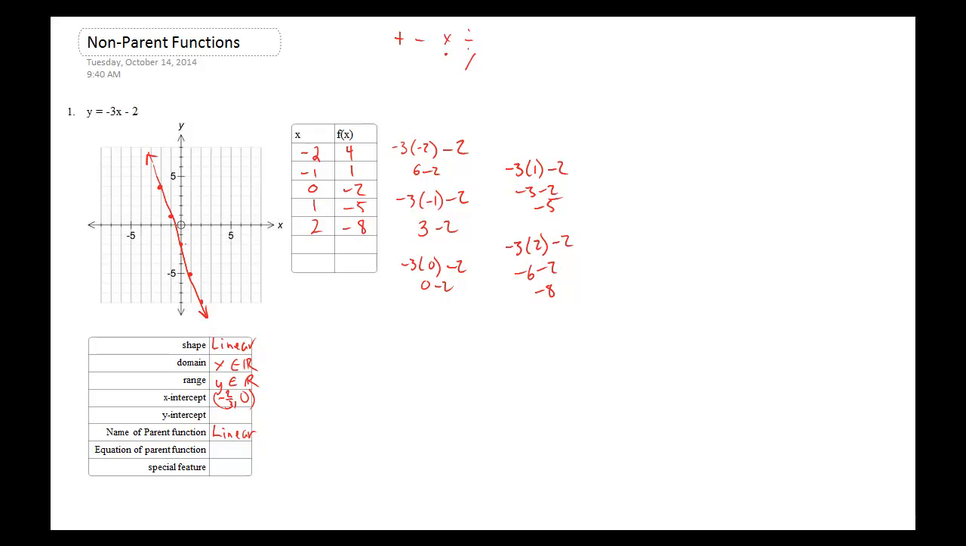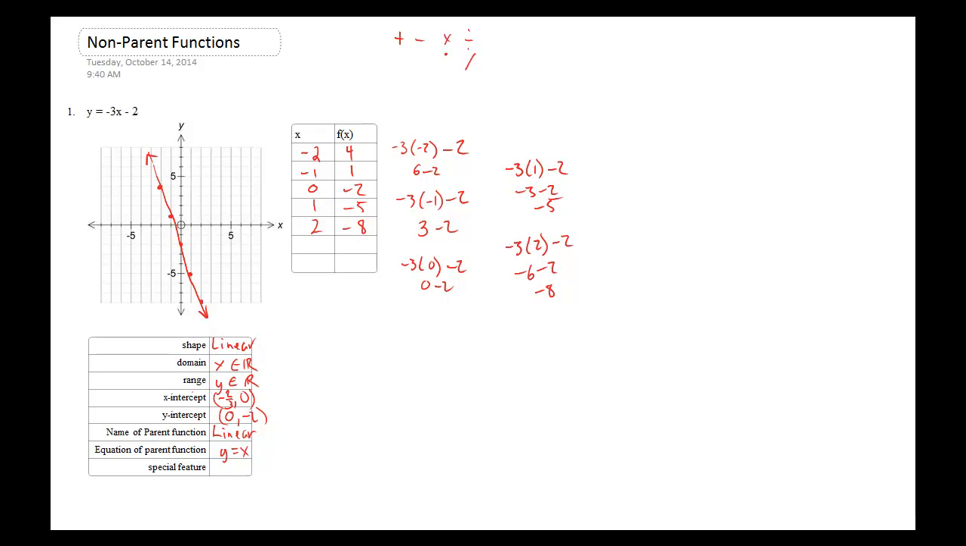The y-intercept, you can see, is right here. So the x value is 0, the y value is negative 2. Again, the y-intercept is the point where the line crosses the y-axis, and so I should write it as a point. Okay, so I've got the name of the parent function already. We knew it was linear. The equation of the parent function is just simply y equals x.